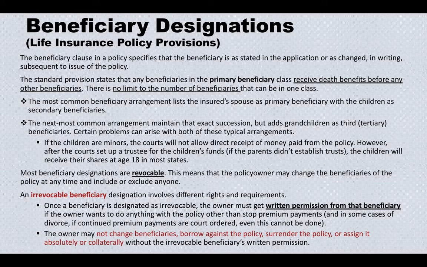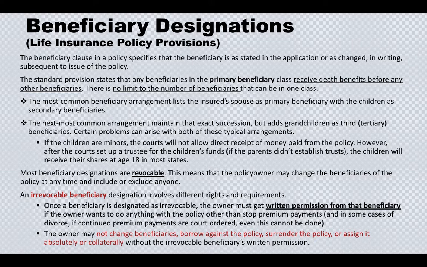This involves different rights and requirements. In some circumstances, you may choose an irrevocable designation. When an irrevocable beneficiary is designated, the owner must get written permission from that beneficiary if the owner wants to do anything with the policy other than stop paying premiums. And in some cases, such as divorce, if continued premium payments are court ordered, even that cannot be done.